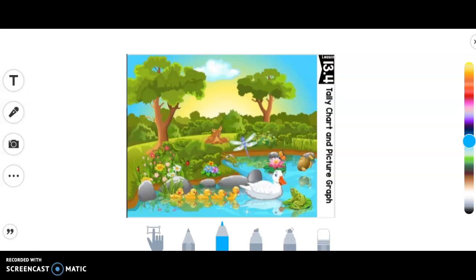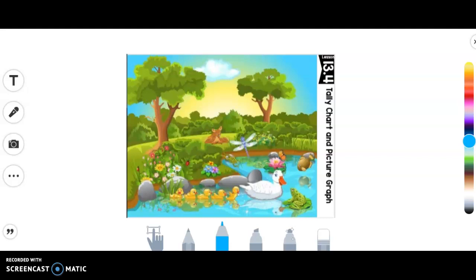Yesterday we learned how to read a picture graph. A picture graph shows data using pictures or symbols. A picture graph uses a key to show what each picture or symbol stands for, as well as how many. Remember how important it is to pay attention to that key. Today we are going to take some data from a picture to create a tally chart and a picture graph.